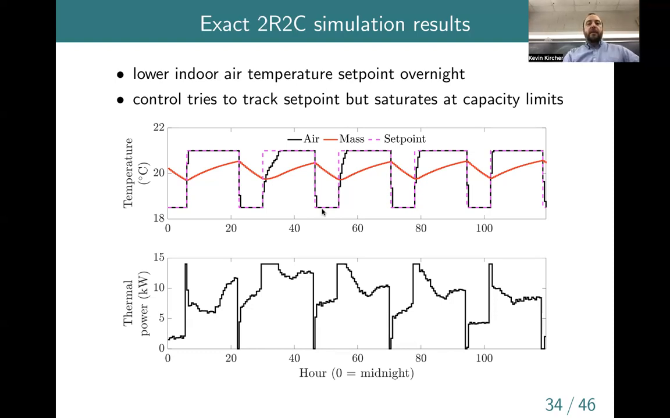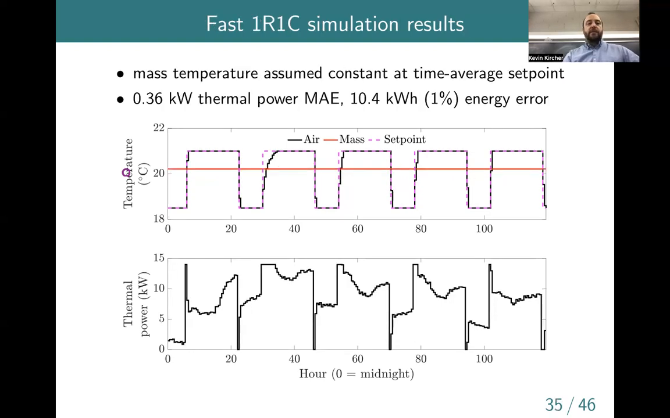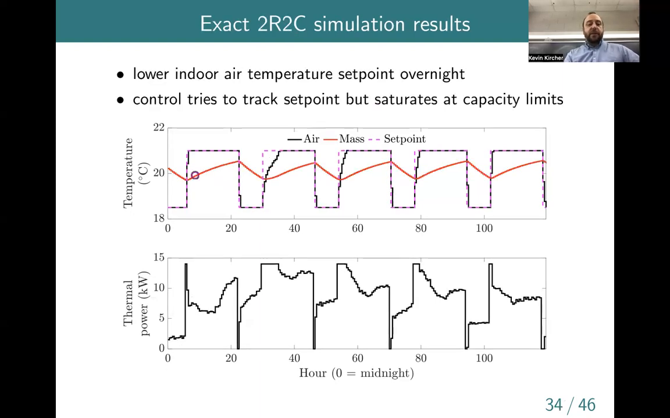Okay, so now I'll show what the approximate model, the fast 1R1C model, looks like. Here I'm showing the same plots, but in the MATLAB simulation I'm assuming just a constant thermal mass temperature. I just set it to be the average of the air temperature set points over the whole time span. So it's a little closer to the daytime temperature than the nighttime temperature, because when we time-average this square wave, it's closer to the daytime set point, since we spend more time up there than at the low set point.